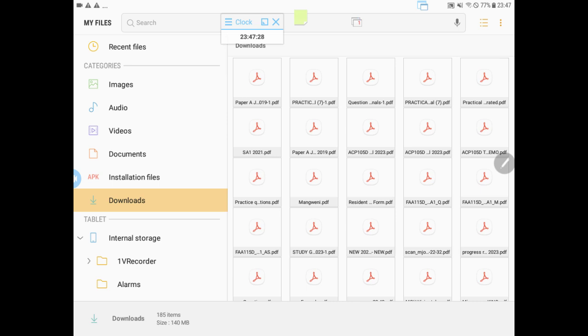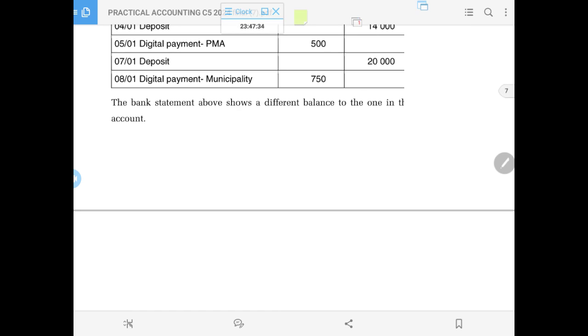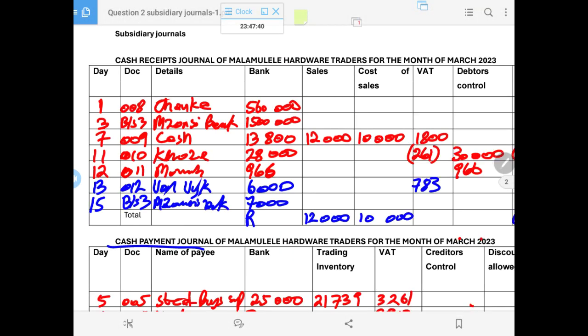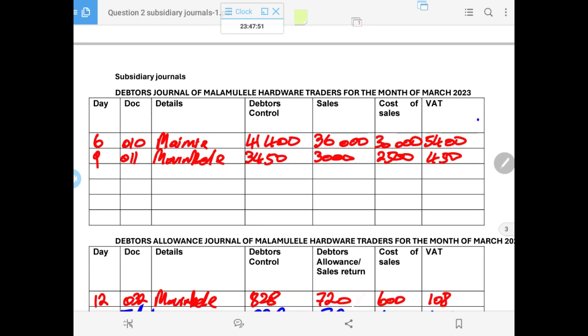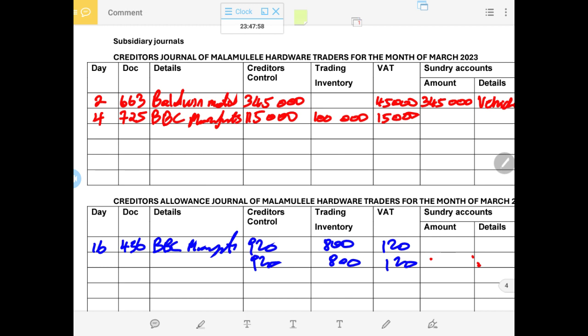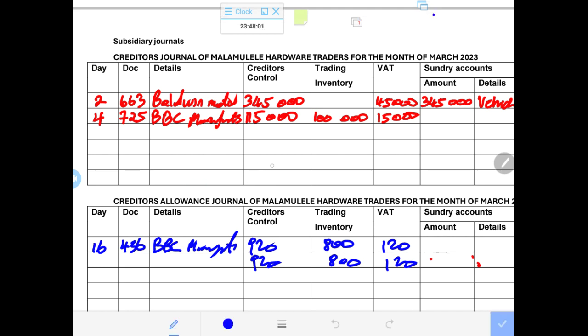Just looking for the perfect exercise that will show us this. Yes, this is the one that we did. Now the question speaks of the creditors control column. We dealt with the creditors control. Here is our creditors control. Now when they say creditors control total, this is what they are referring to. This is the total they are referring to. For those who watched the video, I said please do write these totals. This is another recording that I did.